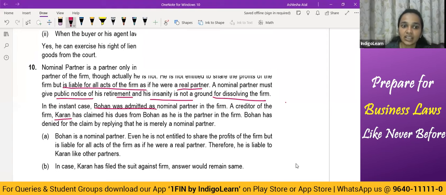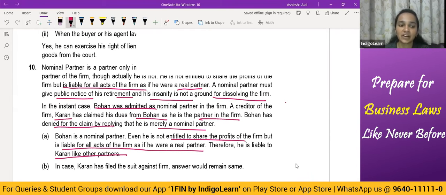Creditor Mr. Karan has claimed his dues from Bohan as he is a partner in the firm. Bohan has denied the claim by replying that he is merely a nominal partner. However, though he is not entitled to a share of profits of the firm, he is liable for all the acts of the firm as if he were a real partner. Therefore, he is liable to Karan like all the other partners. And in case Karan files a suit against the firm, the answer would still remain the same. Bohan is liable even then. Though he is a nominal partner, not entitled to share profits, he is still liable for all the acts of the firm to third parties.